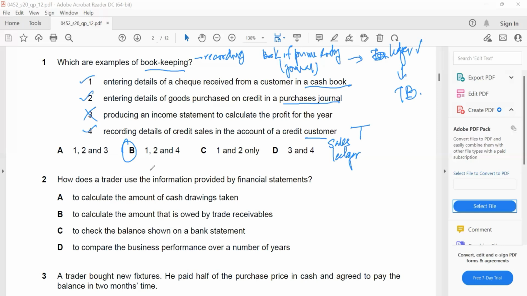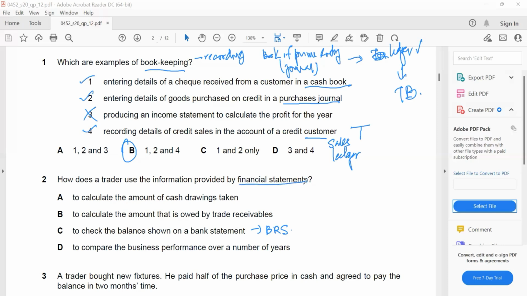How does a trader use the information provided by the financial statement? To calculate the amount of cash drawings taken, to calculate the amount that is owed by the trade receivables, to check the balance shown on the bank statement. So this one you can use the bank reconciliation statement.